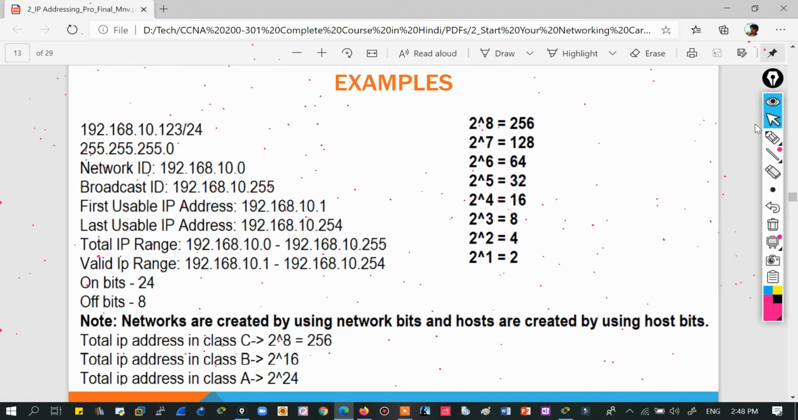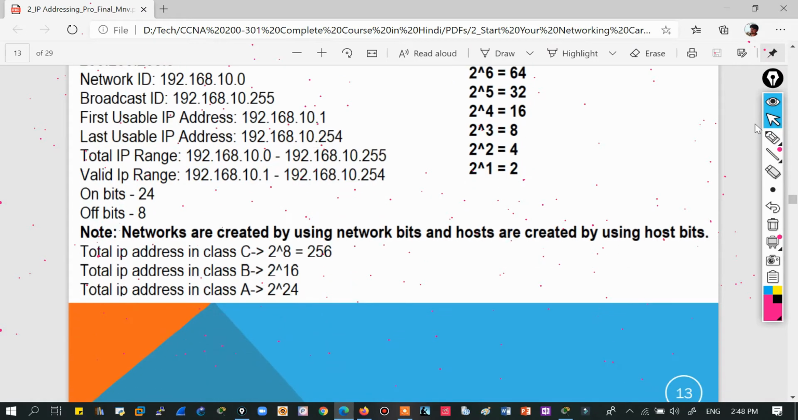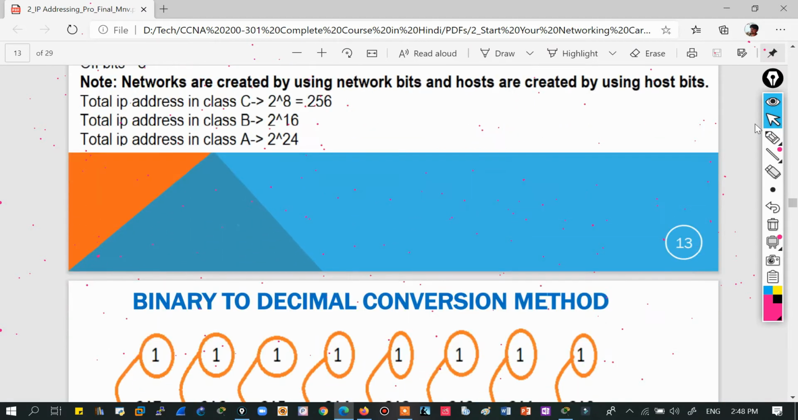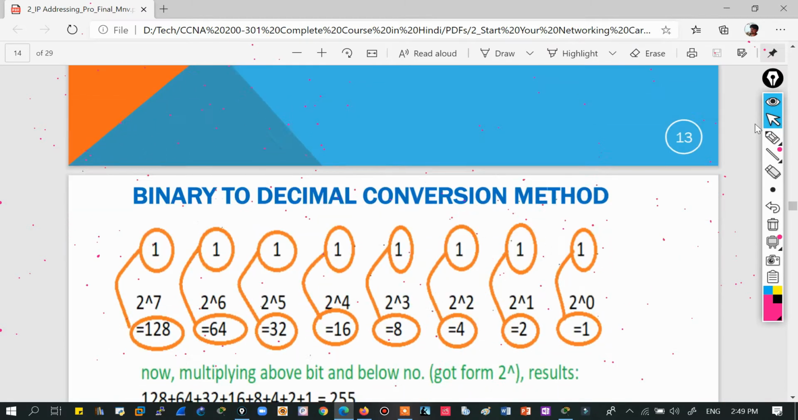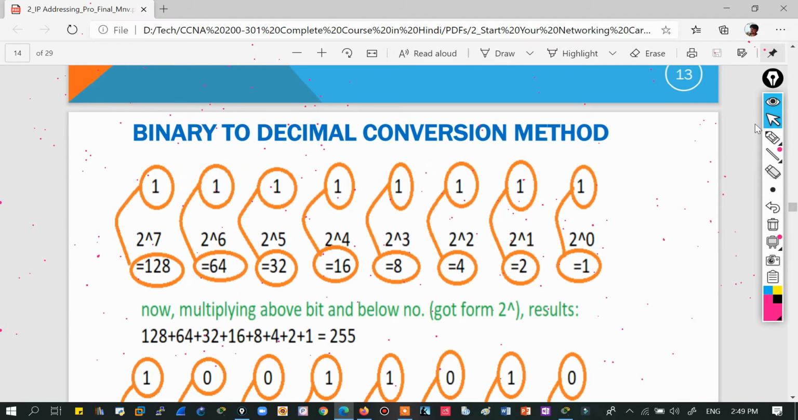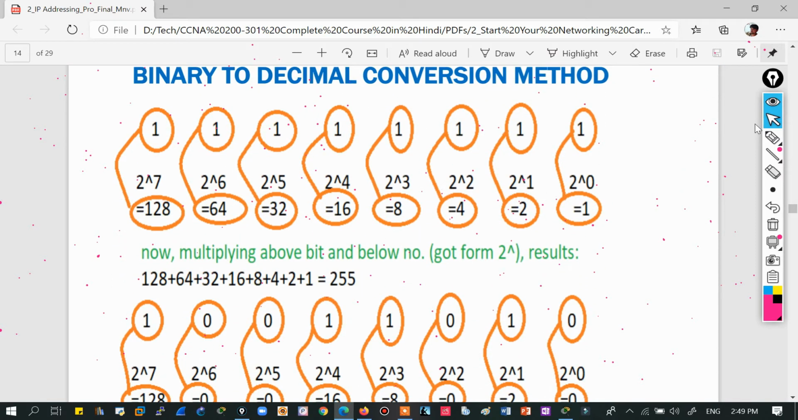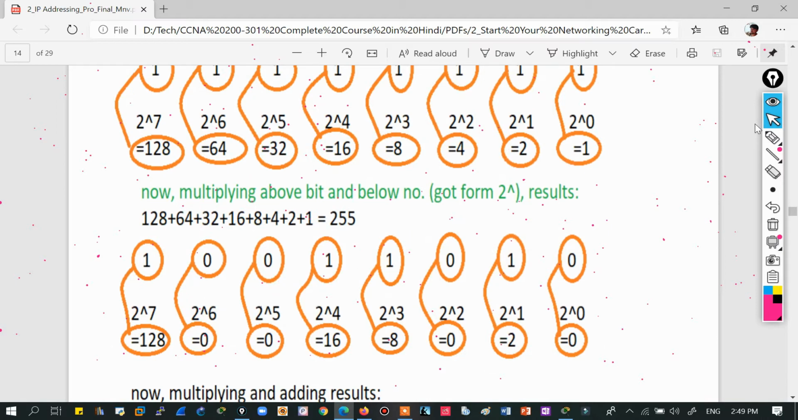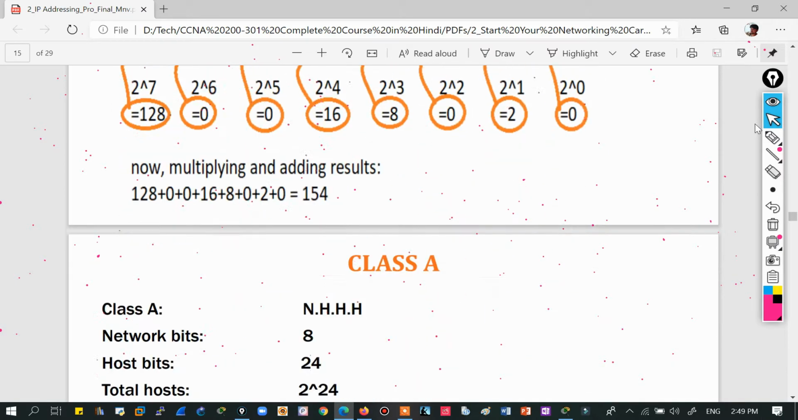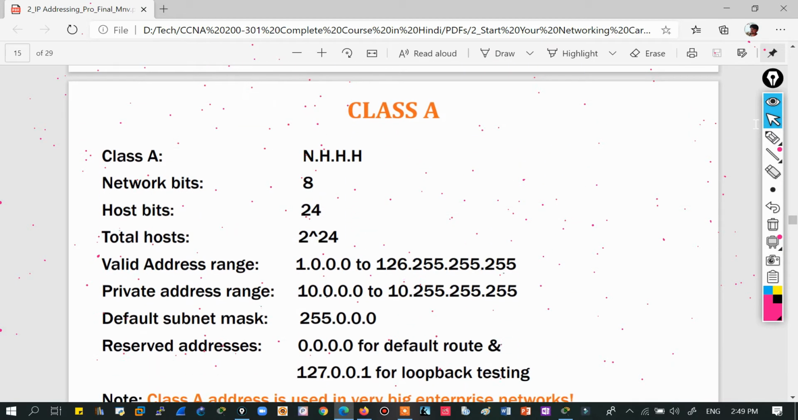First let me tell you about the classes. Maybe I have added these slides before the core material, so I should have added them at the last. Okay, I will cover this conversion part also. Fine, no problem. So let's start with class A, B and C.